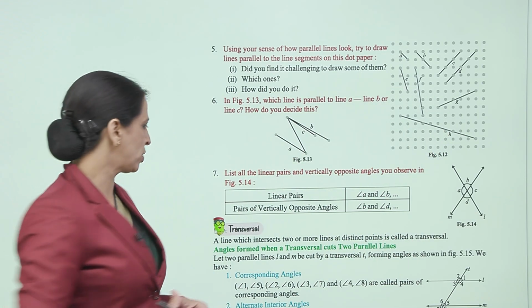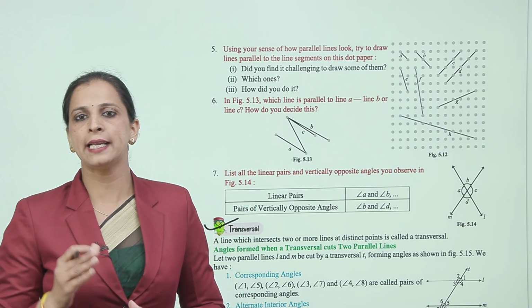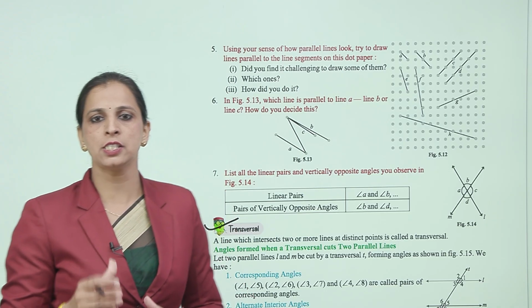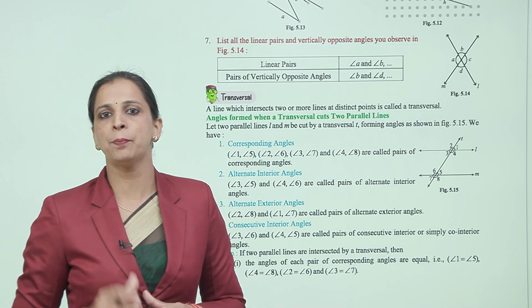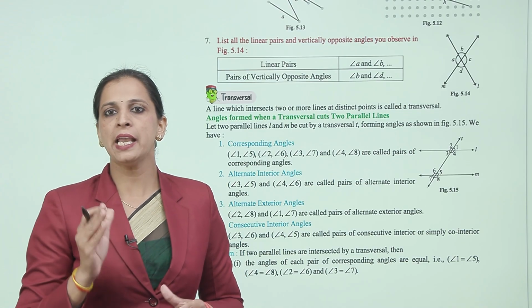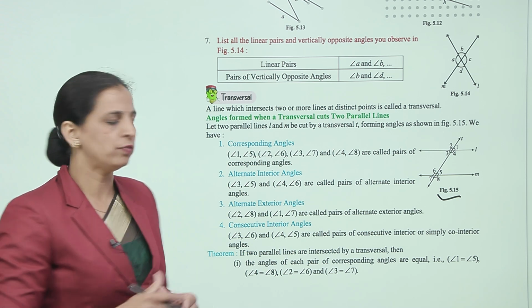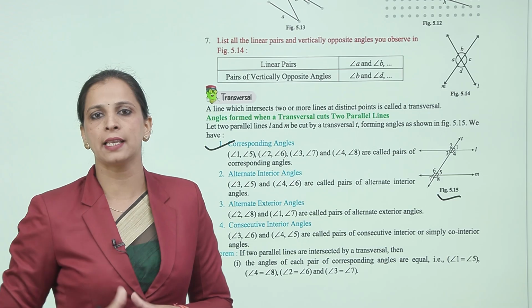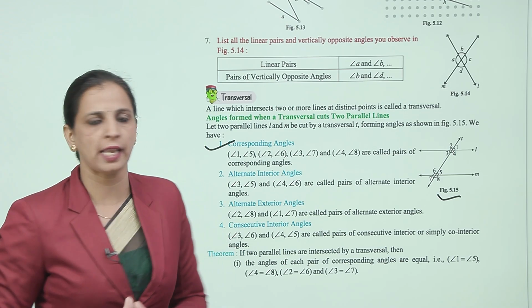Now next is transversal. A line which intersects two or more lines at distinct points is called a transversal. Angles formed when a transversal cuts two parallel lines. Let two parallel lines L and M be cut by a transversal T, forming angles as shown in figure 5.15. We have first, corresponding angles. Angle 1 and angle 5, angle 2 and angle 6, angle 3 and angle 7, and angle 4 and angle 8 are called pairs of corresponding angles.